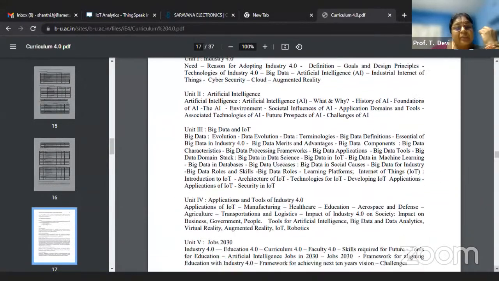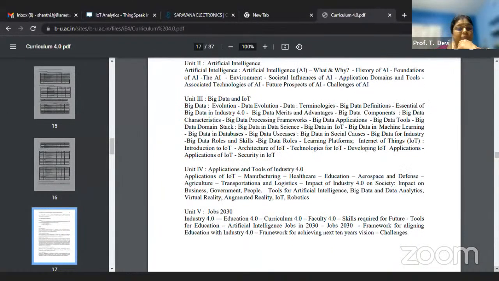Page down. Unit 4 on Application and Tools of Industry. Unit 5 on Jobs. So this is totally a 37-page document. The remaining 20 pages, you can skip down now.